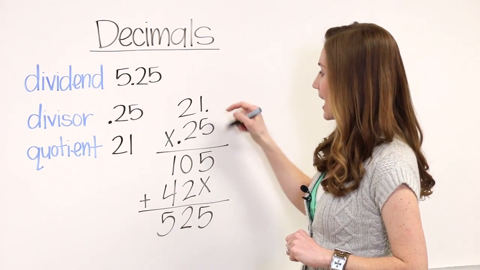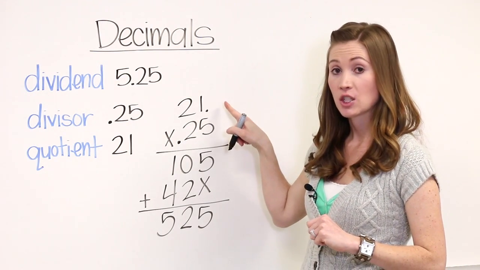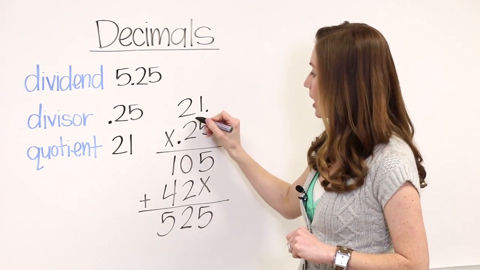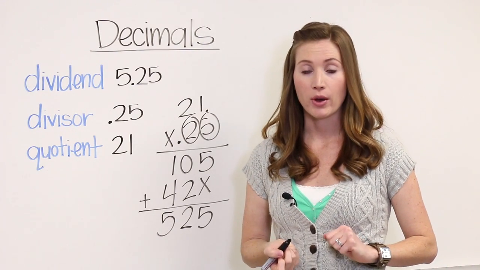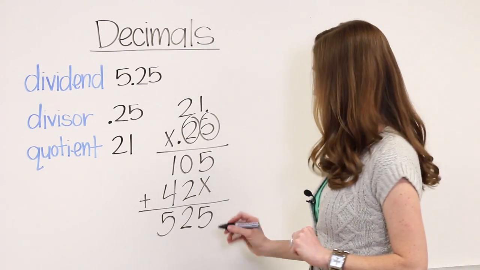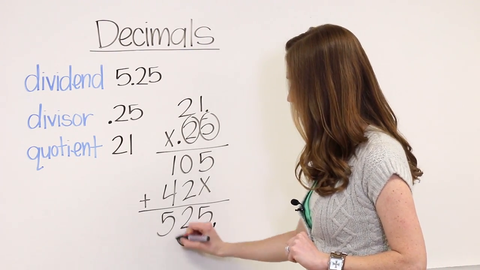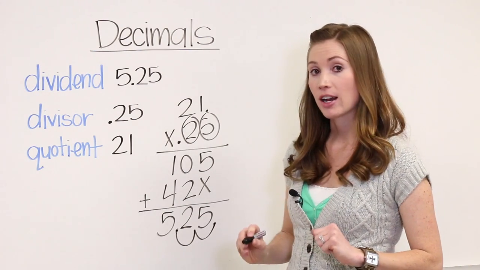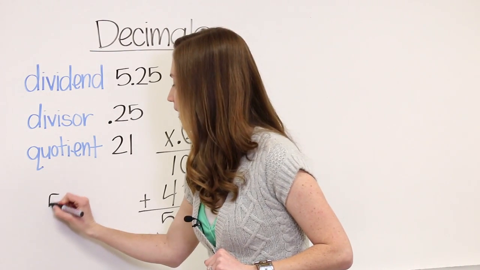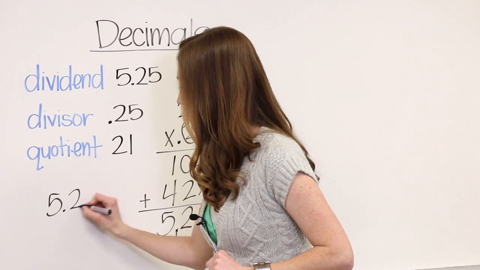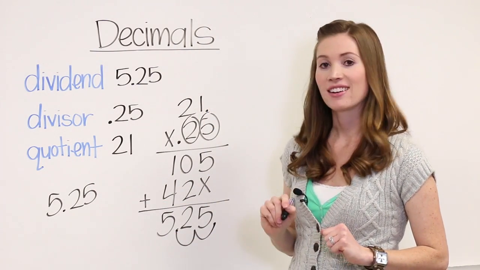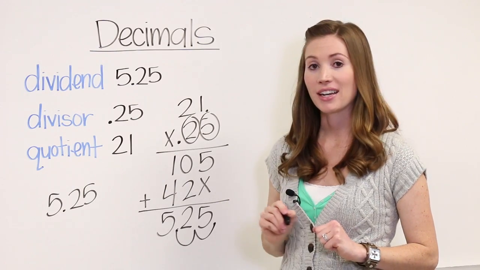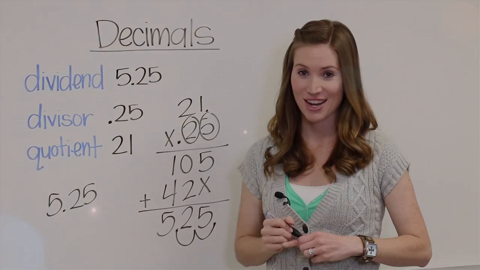We don't have any digits to the right of our decimal in 21, but we do have 2 digits to the right of our decimal in 25 hundredths. So we're going to move our decimal point 2 places to the left. 1, 2. Let's rewrite our product. 5 and 25 hundredths. That matches our dividend, so our quotient of 21 is correct. Great job.